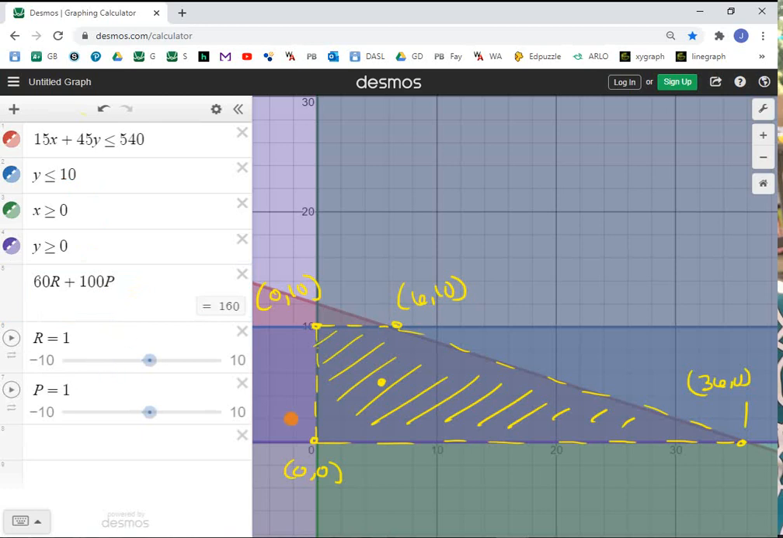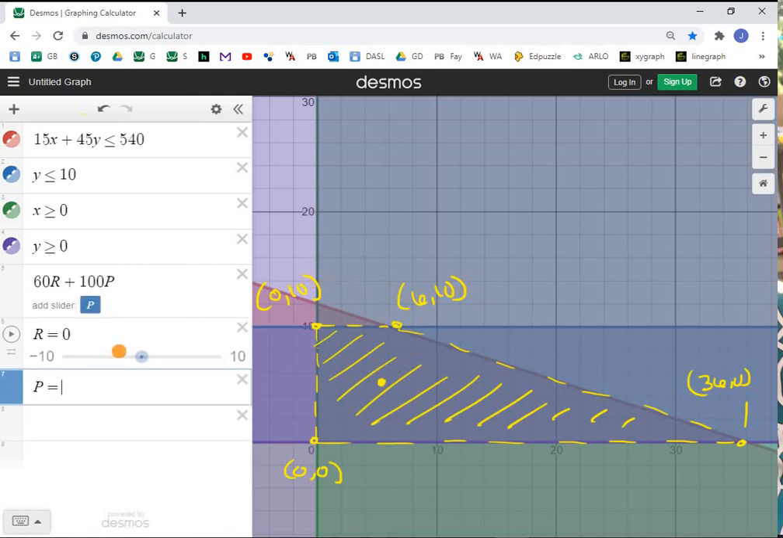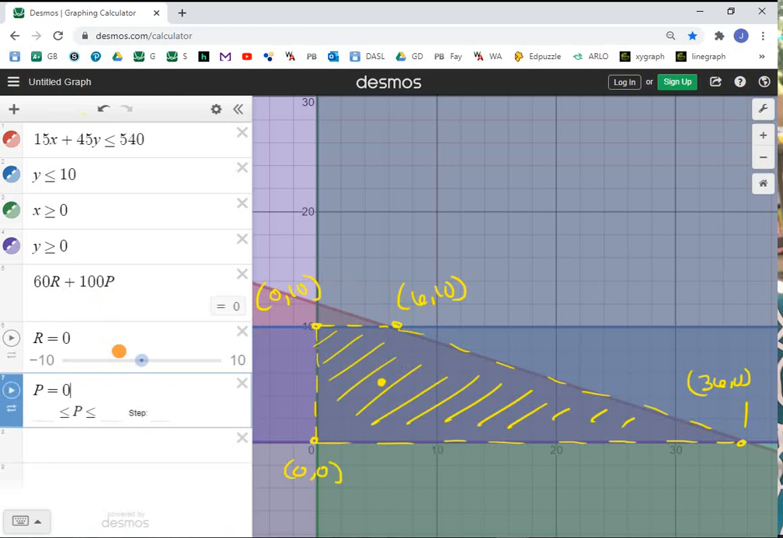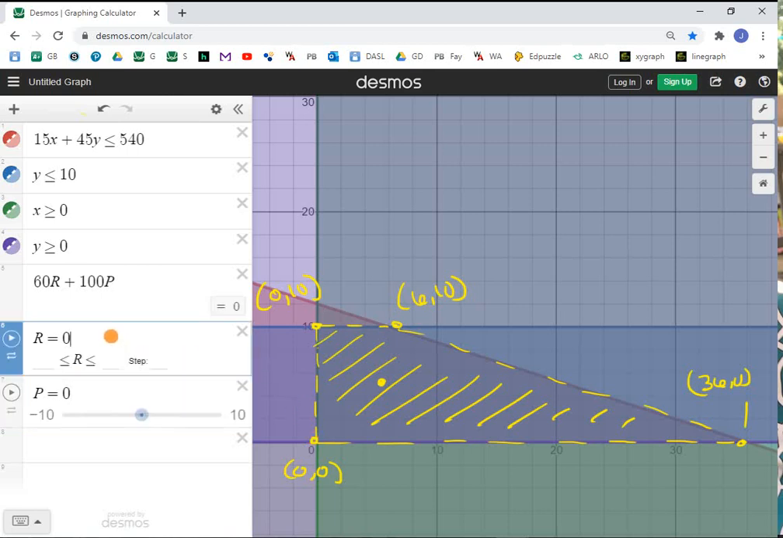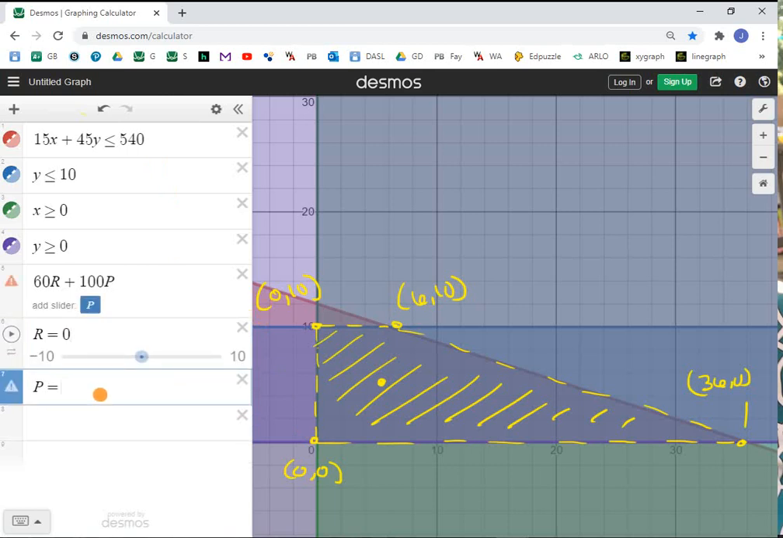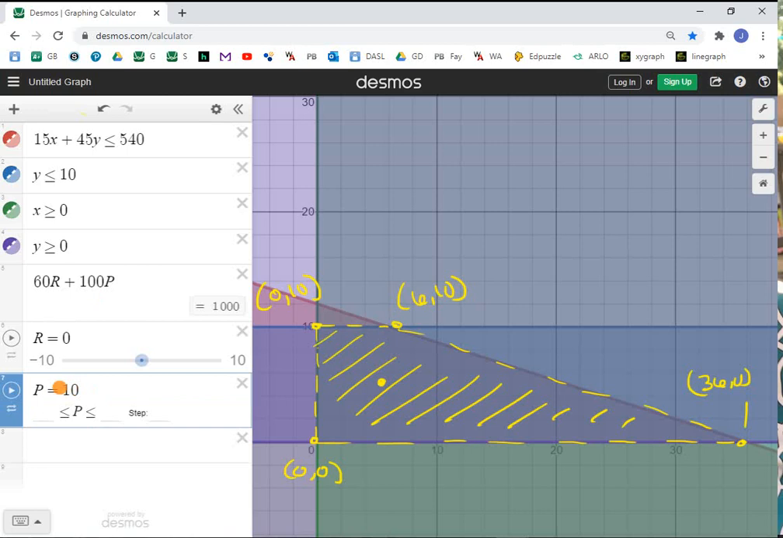Now, remember, X was R, P was Y. So I'm going to type in (0, 0). If I have 0 for routine visits and 0 physicals, you see that I make $0. That optimized my objective function, but in terms of a minimum, and hopefully that makes sense. Don't open the doors and that's the amount of money you're going to make. Okay, (0, 10). So R being 0 and doing 10 physicals makes $1,000.